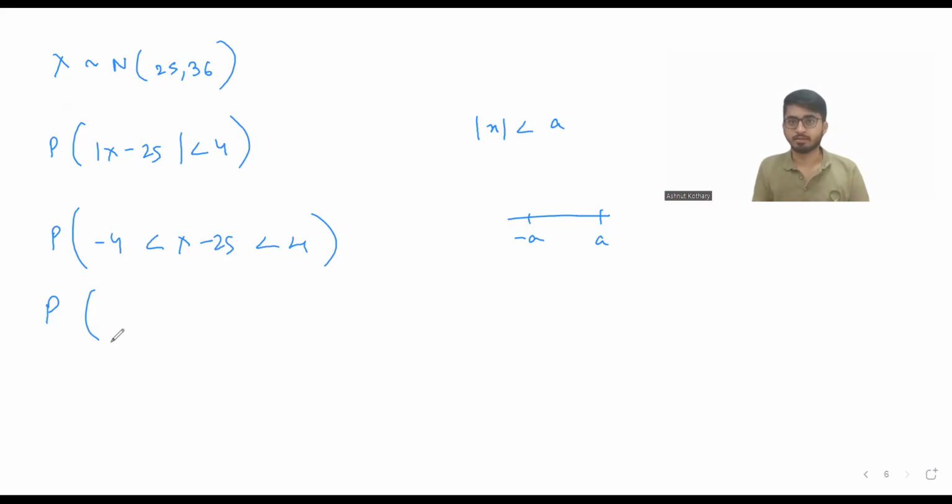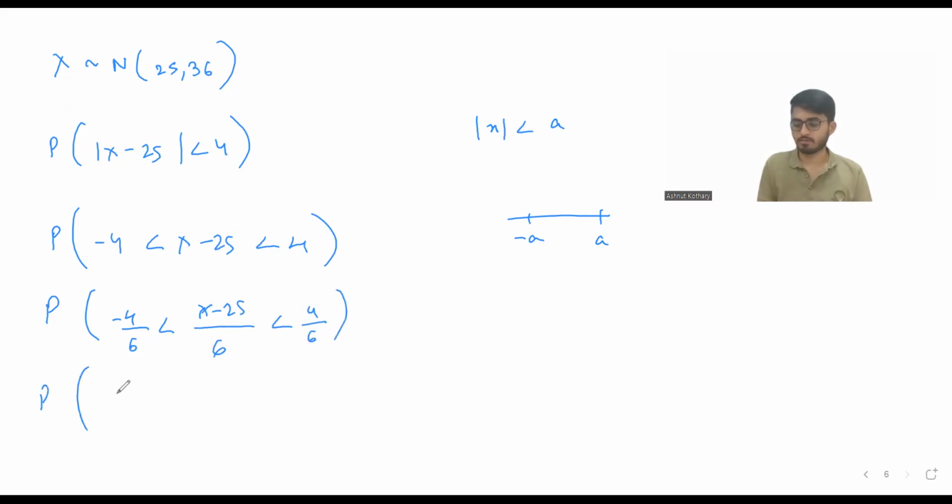When we try to standardize it, I will divide both the sides by 6. 36 is nothing but sigma square. So what is sigma? Sigma is 6. Minus 4 by 6 less than x minus 25 by 6 less than 4 by 6. This comes out to be nothing but minus 2 by 3 less than z less than 2 by 3. And the answer of this should be close to 50%. We actually wrote that 50% of the values lie between minus 2 by 3 to 2 by 3.